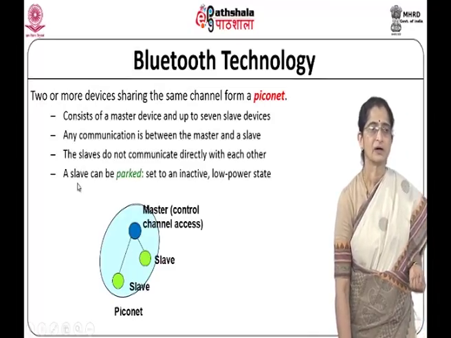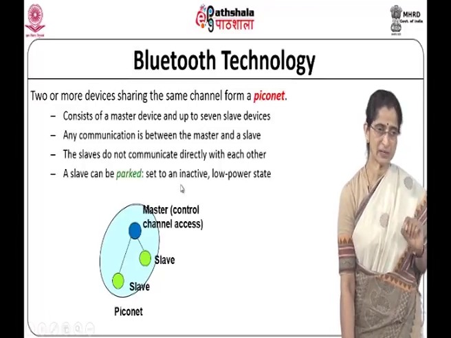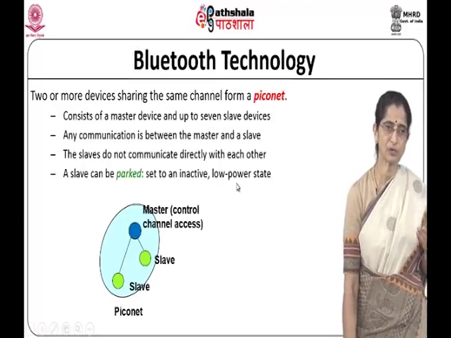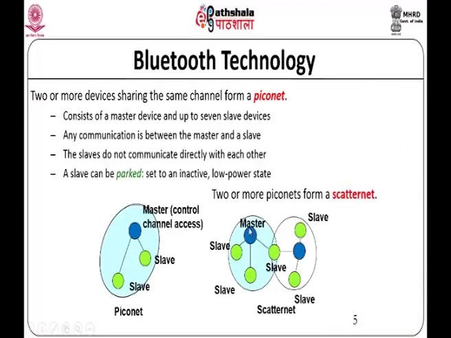If they have to talk to each other, it will have to be through the master. A slave can also be in a state called parked, which means it can be set to an inactive low power state. This is important because power consumption is one of the key features of the Bluetooth protocol. We can also have 2 or more piconets interconnected to form what is called a scatternet. Here, one master handles this piconet and is connected to this other piconet. This interconnection is referred to as a scatternet.